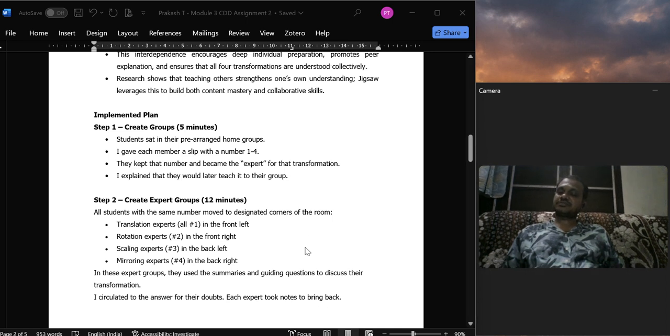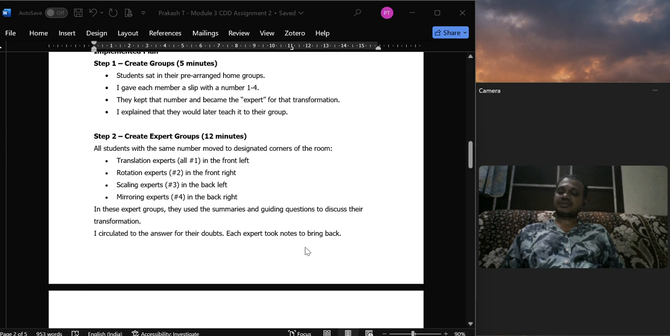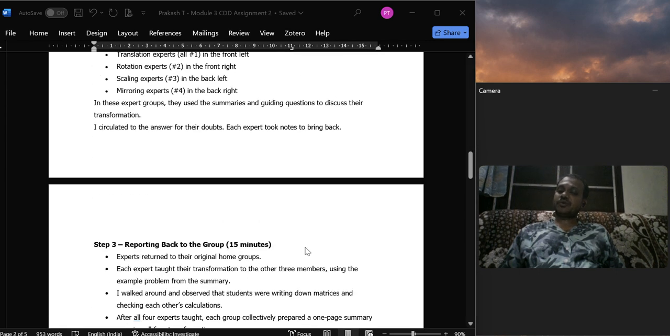In these expert groups, they used the summary and guiding questions to discuss their transformation. I circulated to answer their doubts. Each expert took notes to bring back. At this stage, every student became an expert in one particular topic, such as team one translation, team three scaling, etc.